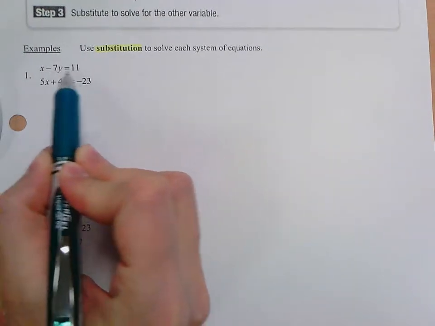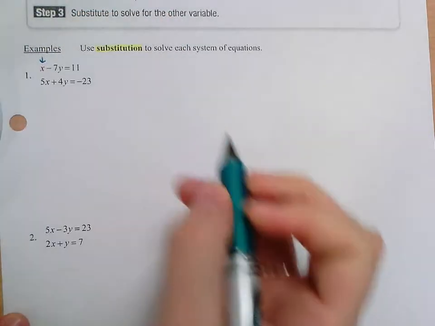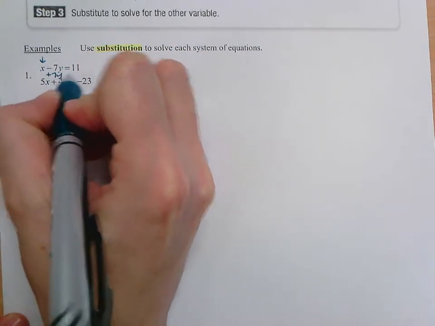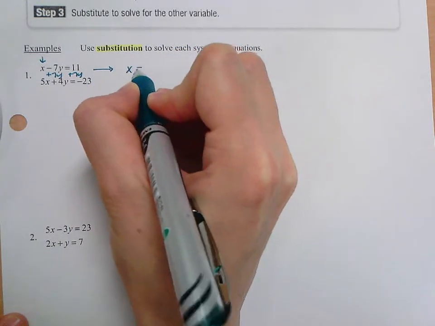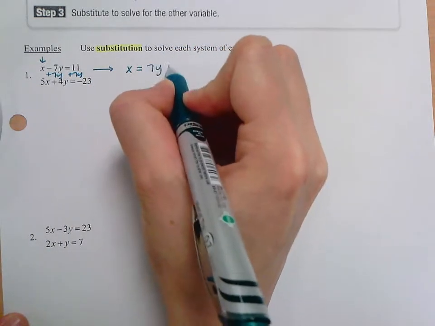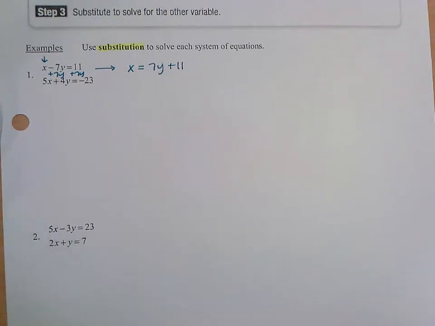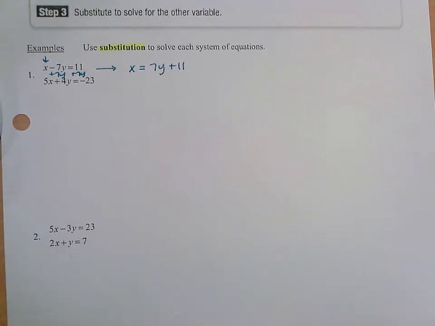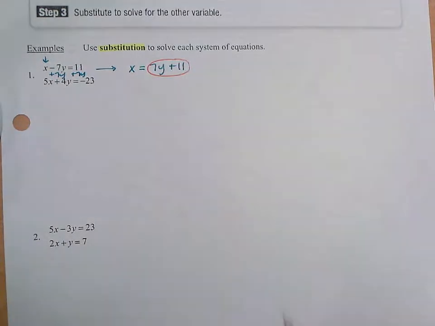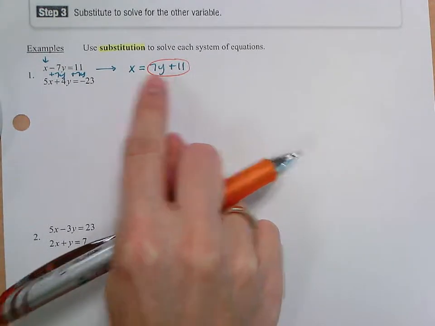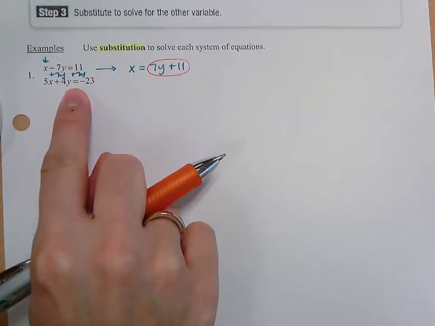So if I solve this top equation for x, that's step 1. I would add 7y to both sides. I'm going to write this over here. So I would have x is equal to 7y plus 11, or 11 plus 7y. And that's step 1, I solve for a variable. So now I can take what x is equal to, the 7y plus 11, and substitute that in for x into my other equation.